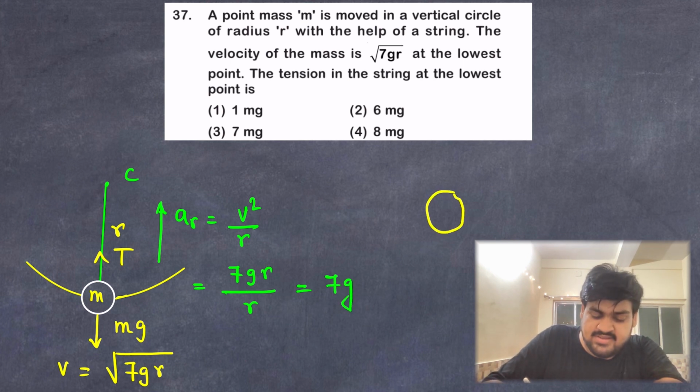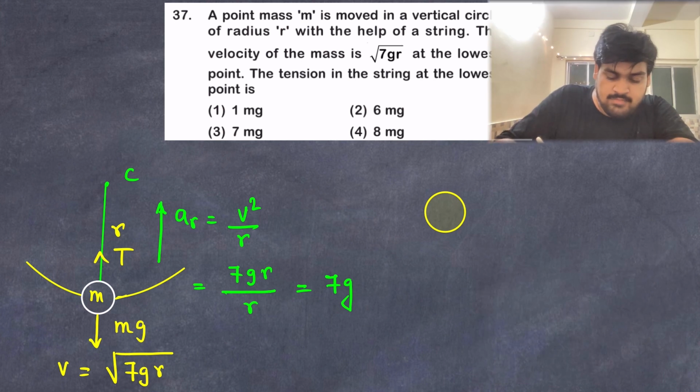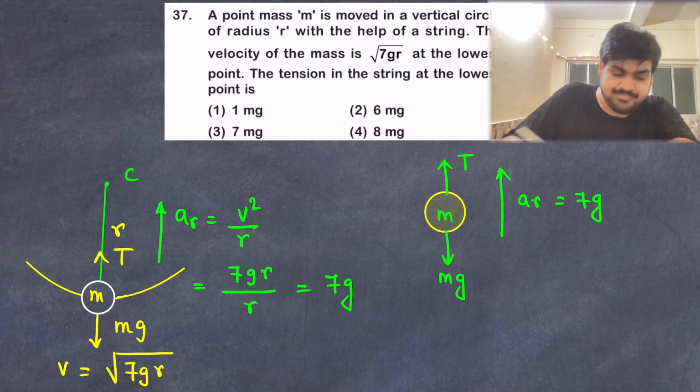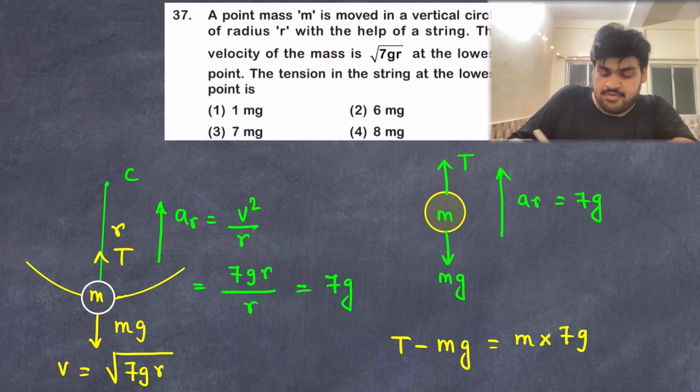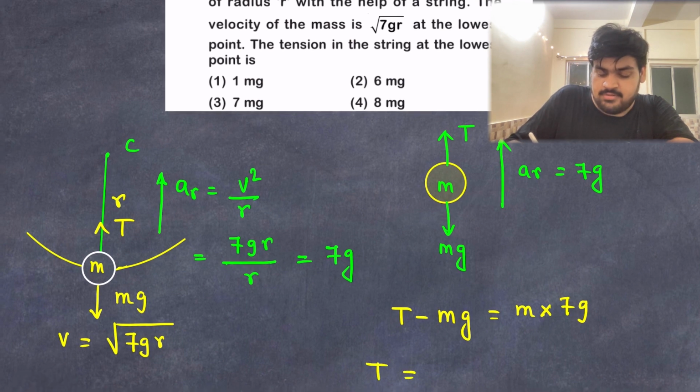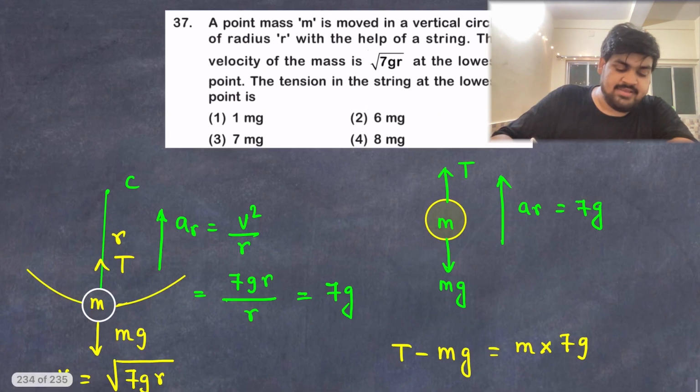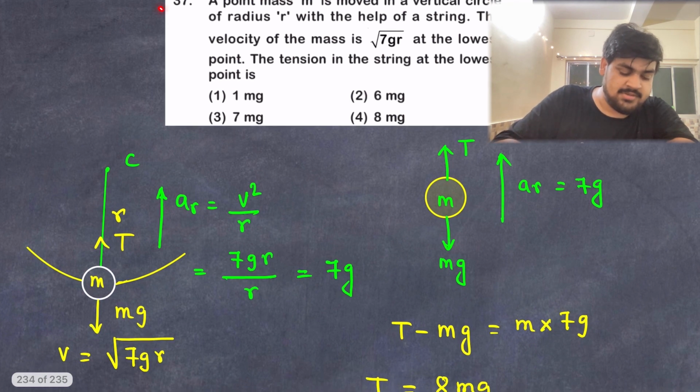Over here you can see that this is the ball of mass m. The tension T is acting upward, weight mg is acting downward, and the centripetal acceleration, that is a_r, is nothing but 7g. Writing Newton's laws of motion, net force along the y-axis is T minus mg, which will be equal to mass into acceleration, where mass is m and acceleration is 7g. So from here the tension comes out to be 8 mg. So the correct option to this question number 37 will be option number 4, 8 mg.